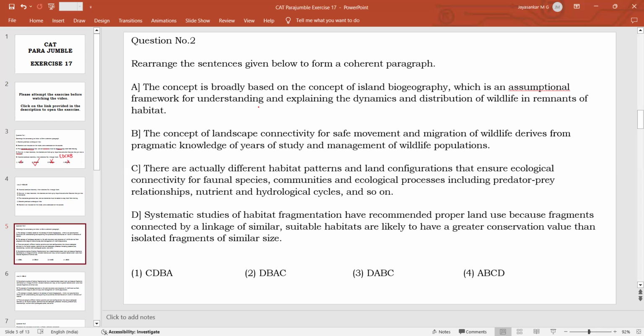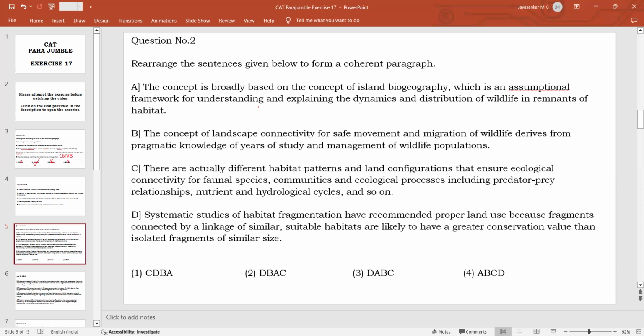The concept has evolved from this particular theory called island biogeography, which is an assumptional framework for understanding and explaining the dynamics and distribution of wildlife. So how wildlife is distributed in fragmented habitats, what dynamics dictate the survival of different species in fragmented habitats, and how they can be encouraged to survive in these habitats. These are all given in this concept called island biogeography.